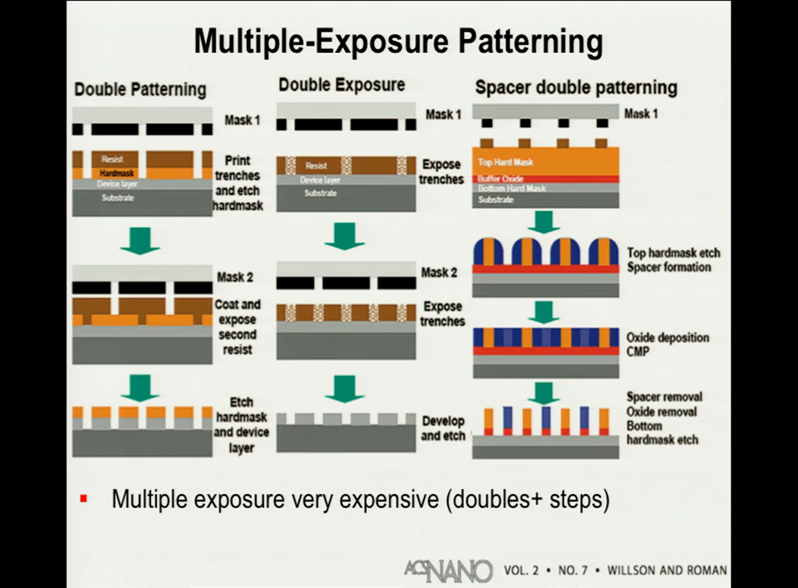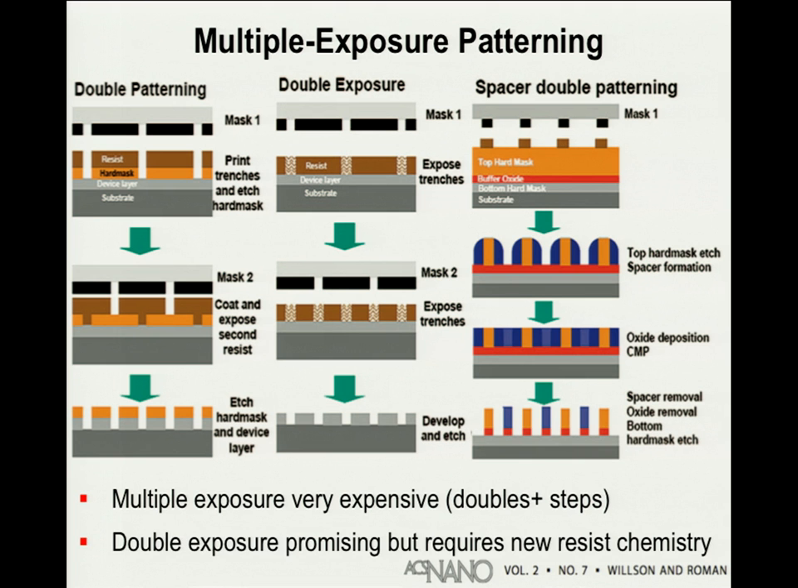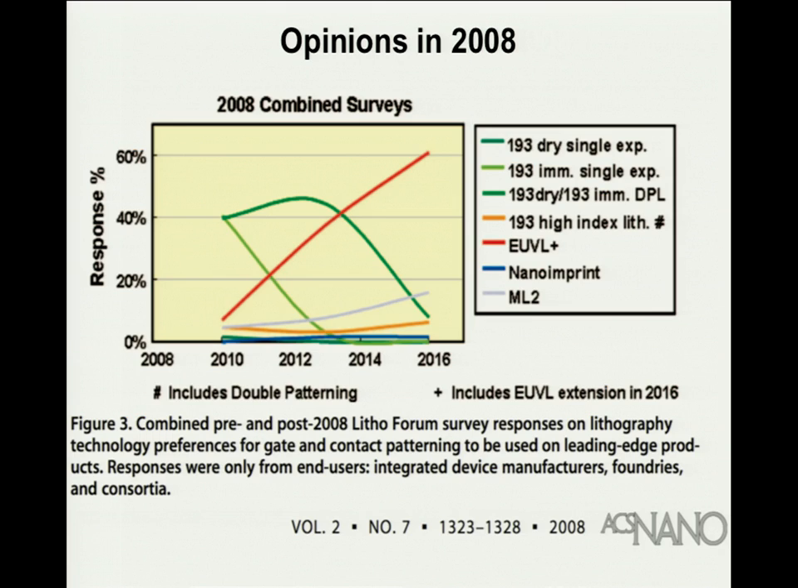So multiple exposures are very expensive because it doubles the number of steps. It's also hard to register things with tens of nanometer resolution. So double exposure is promising, but it requires new resist chemistry. So this is a very active area of research, while these two are already done. This process is quite ubiquitous, actually.